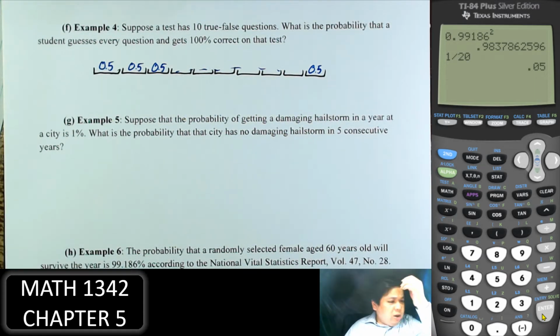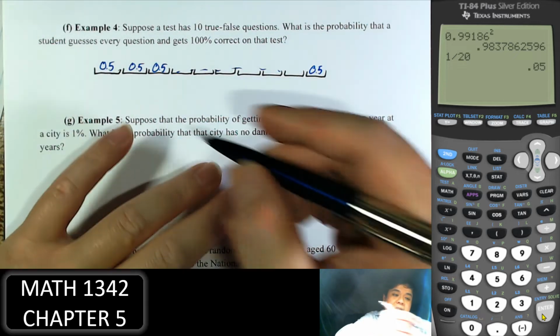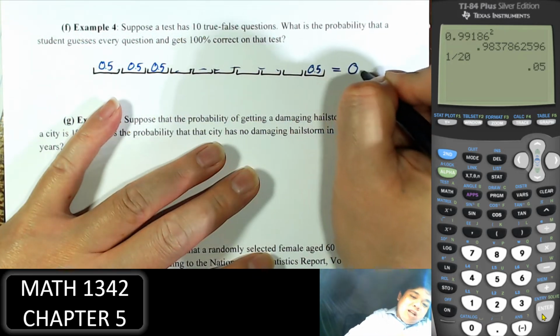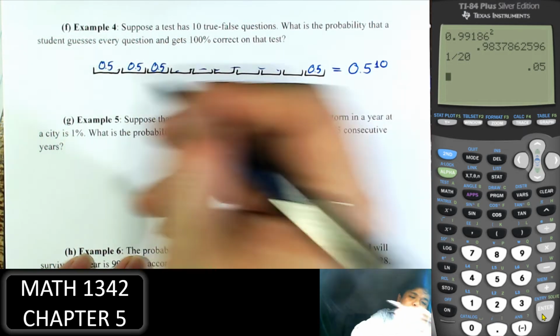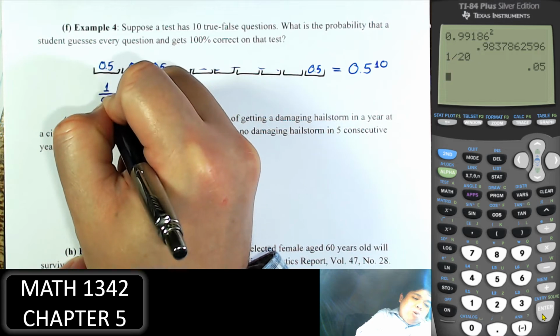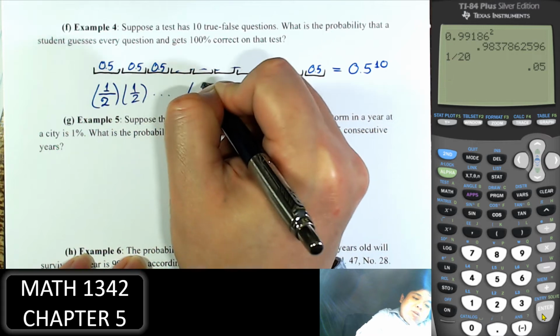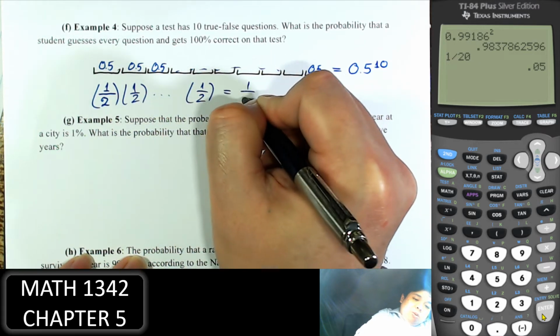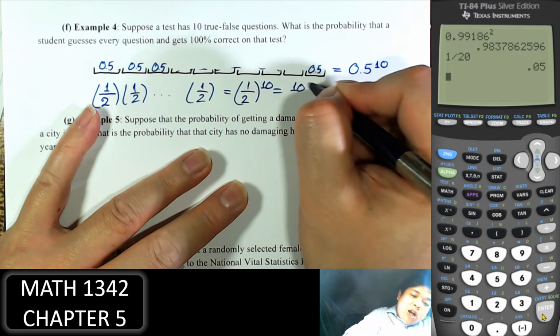And so we multiply them, because if we just guess randomly, then the probability to get all of them correct would be just multiplying all of them together. 0.5 times 0.5 times 0.5, 10 times. Just say that to the 10. Or if instead of 0.5 we say 1 over 2 times 1 over 2 times 1 over 2, 10 times. So that is 1 over 2 to the 10th power.